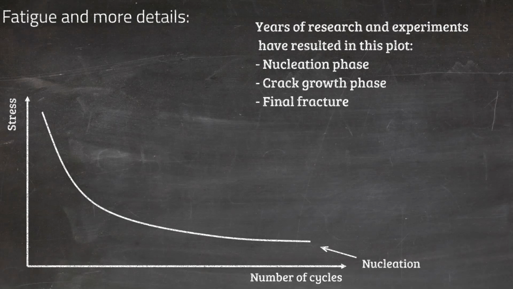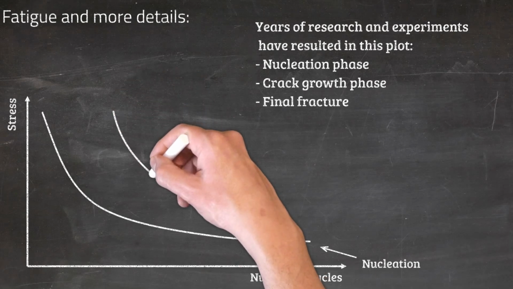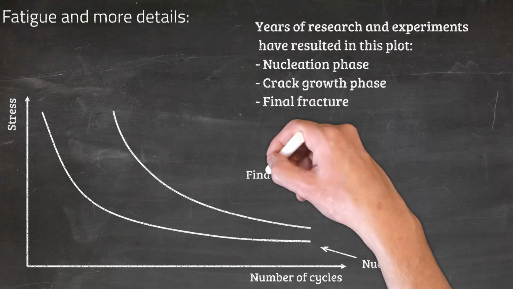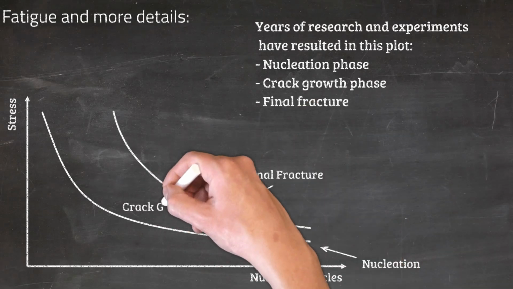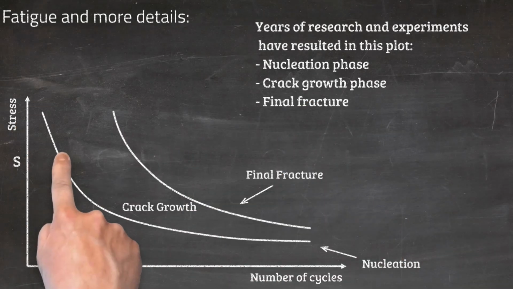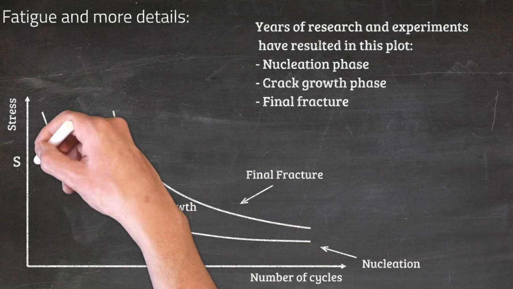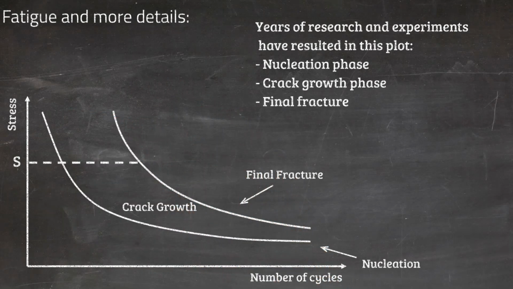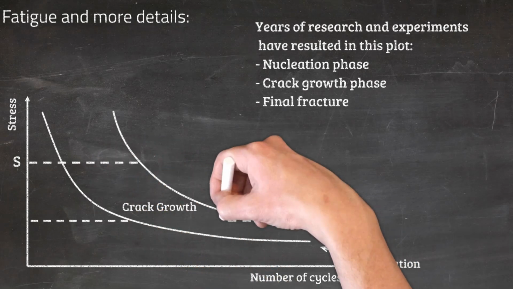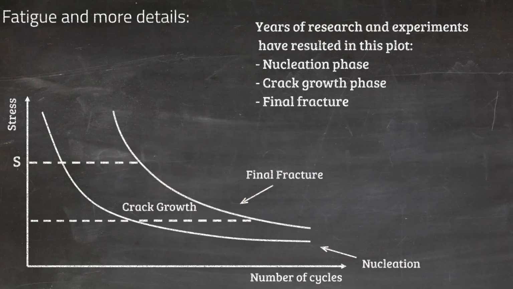There is another curve in this plot, the curve of final failure. The space between these two curves is the crack growth region. At higher stress levels, a crack initiates quickly, and most of the fatigue life is growing a crack until we reach a final failure. On the other hand, at lower stress levels, it takes longer for the crack to form, but a shorter period for the crack to grow and cause a failure.